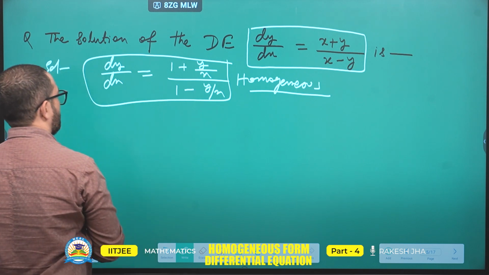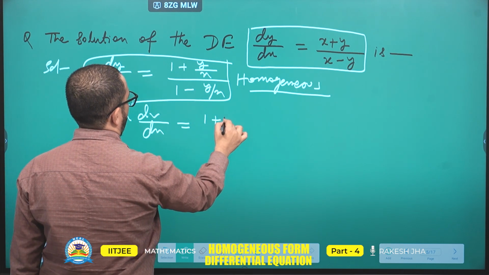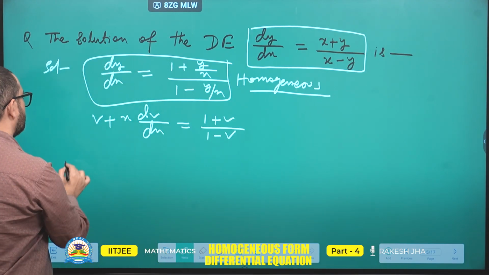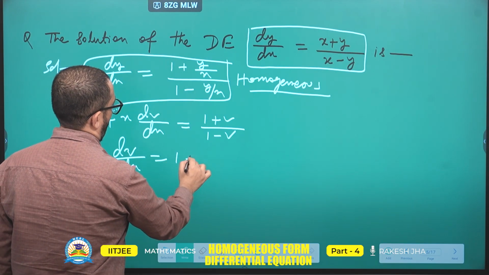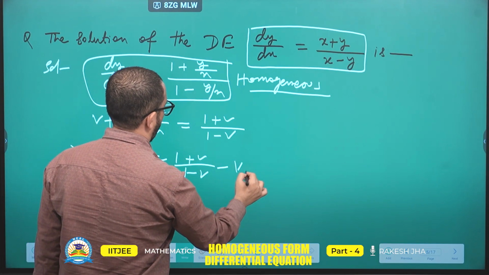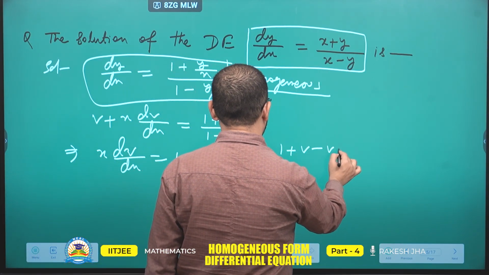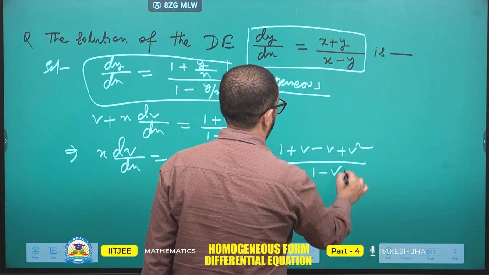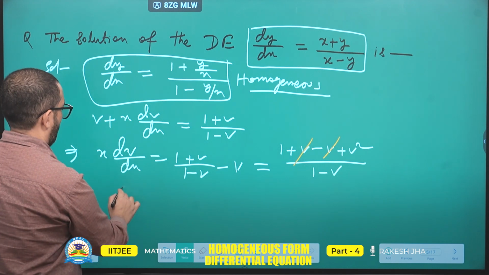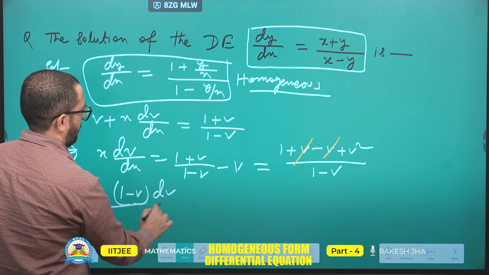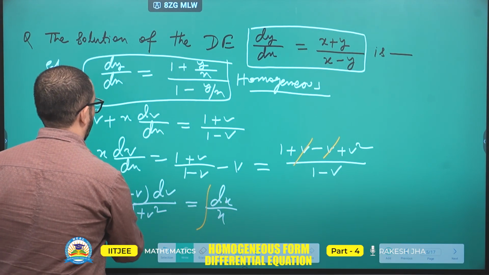So if you do the substitution here, v plus x dv by dx is equal to (1 plus v) upon (1 minus v). The next step, x times dv by dx is equal to (1 plus v) upon (1 minus v) minus v. So that would be equal to (1 plus v minus v plus v square) upon (1 minus v). Now v and v got cancelled. So the next step would be (1 minus v) times dv upon (1 plus v square) is equal to dx upon x, and now we have to integrate both sides.